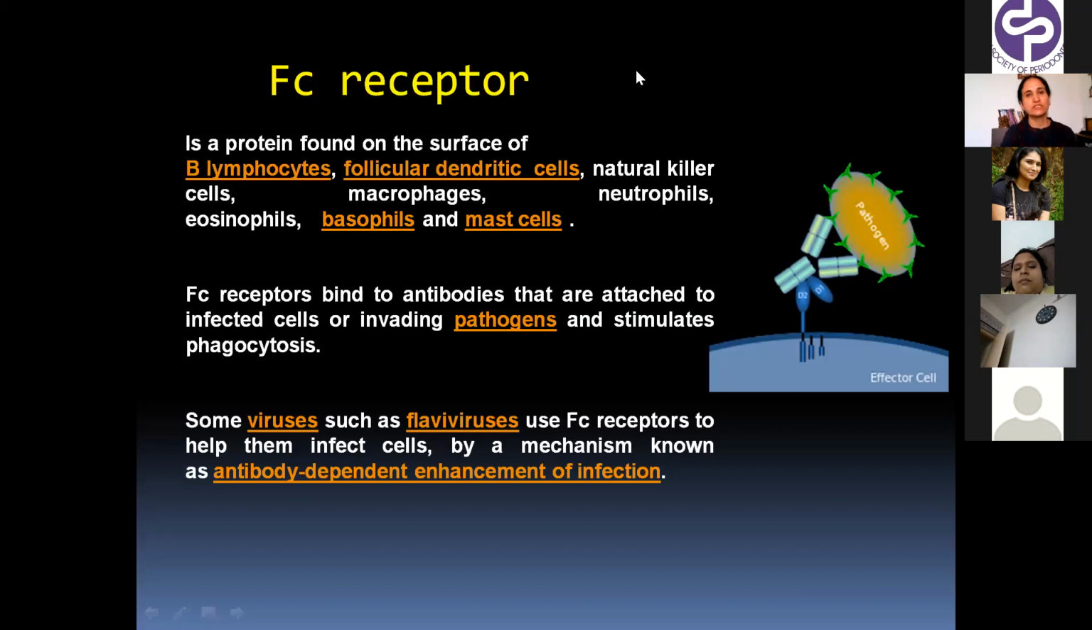Now, another thing which is important from the periodontal point of view is the FC receptor. Over a period of time, we have seen that many studies have been carried out on the FC receptor. FC receptor is found on the effector cells, and there have been studies.